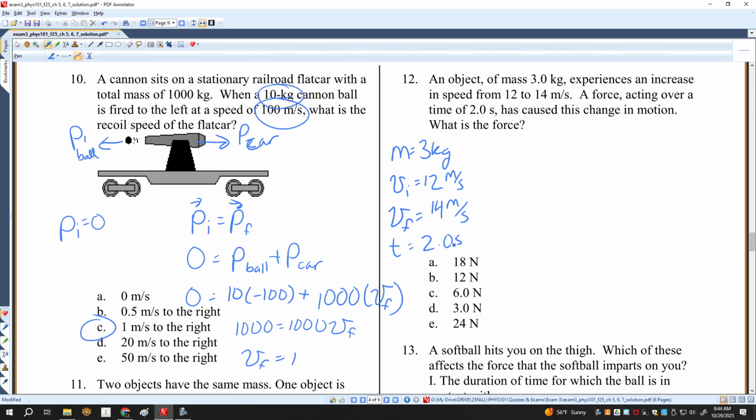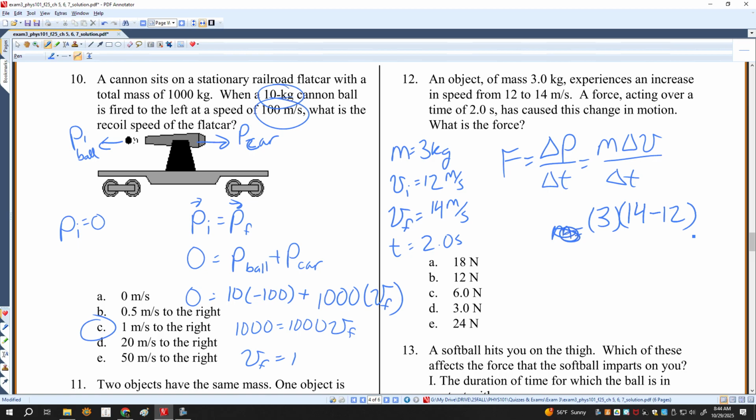I want to know what is the force. This looks like a change in momentum problem, an impulse problem, delta P over delta T, because I have everything to find delta P. That's M delta V over delta T. Oh, I'm sorry. That's going to be 3 times 14 minus 12. It's final minus initial, over 2 gives me 3 newtons.